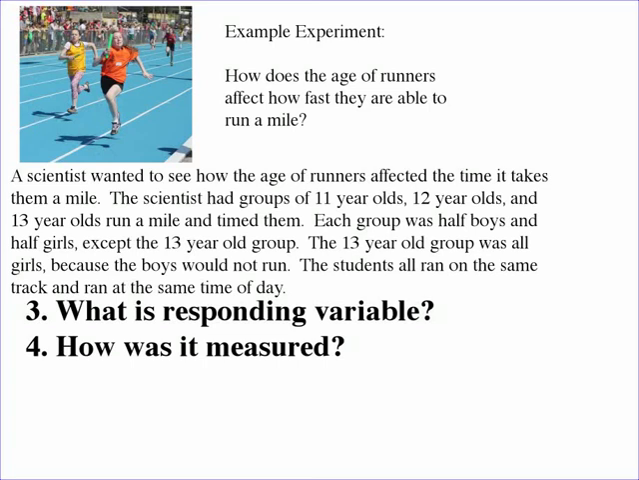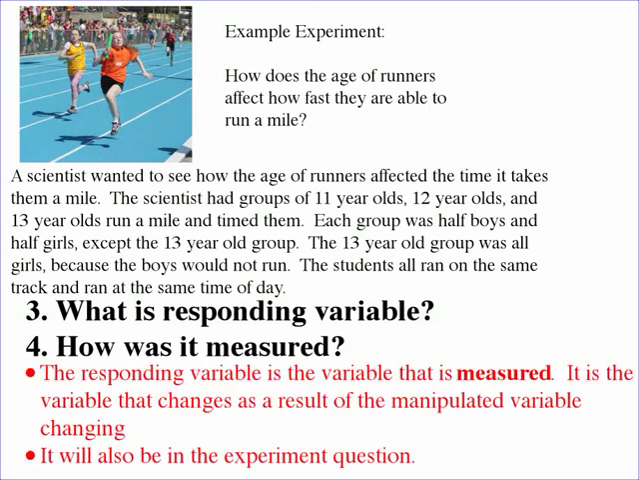Next question is, what is the responding variable and how is it measured? Remember, the responding variable is the variable that's being measured. It's the variable that changes as a result of the manipulated variable changing. So the manipulated variable, again, was the age of the runners, and the thing the scientists measured that changed as a result was how fast they could run the mile. So how fast they could run the mile was the responding variable. Again, this one will also be in the experimental question.